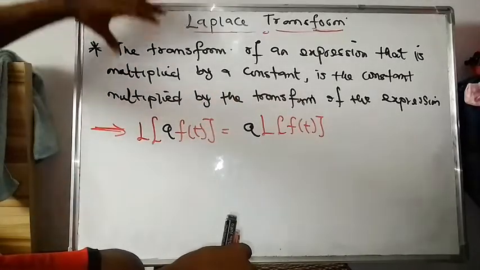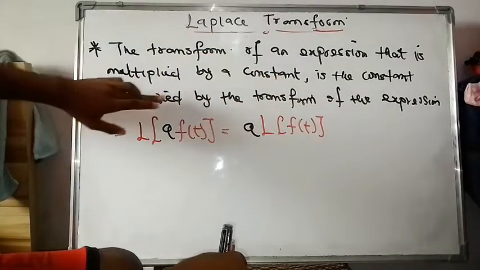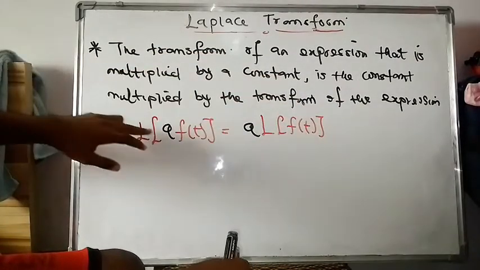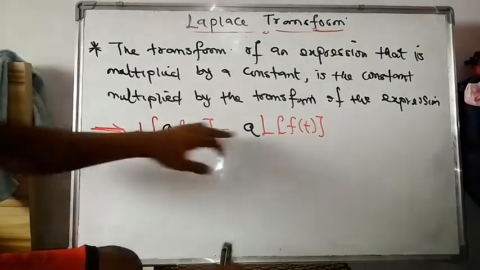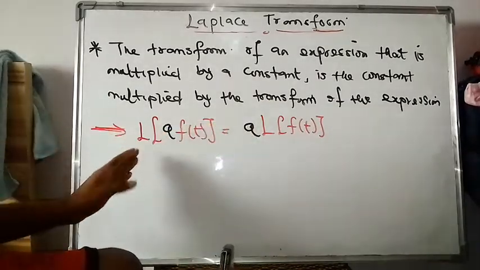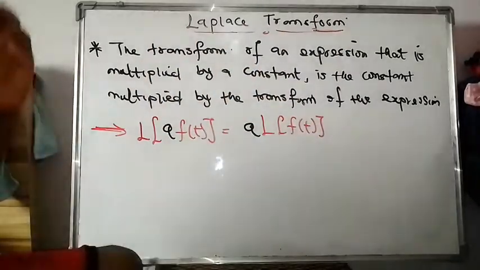This is a very easy rule. So I'm going to state it again. The transform of an expression that is multiplied by a constant is the constant multiplied by the transform of the expression. So basically the constant itself is taken out of the equation, multiplied by the Laplace of the function. So I'm going to take one example.